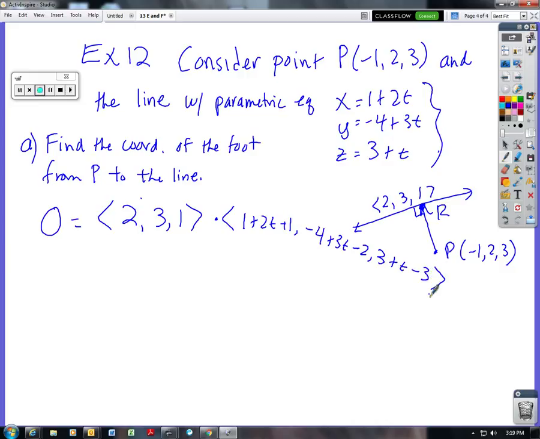And if you want, you can pause and you can do all this math on your own and see if you end up with the right answer. Okay, so I'll just keep doing it. We've got 0 equals, I'm going to bring the 2, 3, 1 down. Dot with, let's simplify this a little. 2 plus 2t.